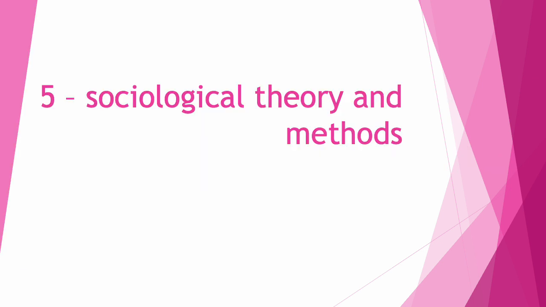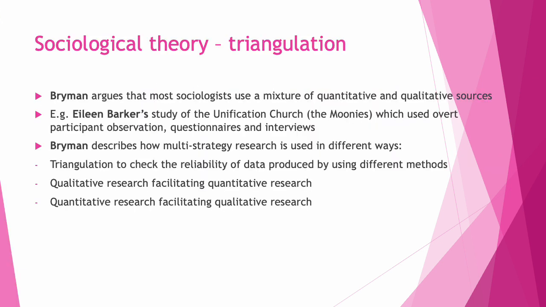Now we're looking at sociological theory and methods. Bryman argues that most sociologists use a mixture of quantitative and qualitative sources. For example, Eileen Barker's study of the Unification Church, which used overt participation, questionnaires, and interviews. Bryman describes how multi-strategy research is used in different ways: triangulation, to check the reliability of data produced by using different methods; qualitative research facilitating quantitative research, and quantitative research facilitating qualitative research.